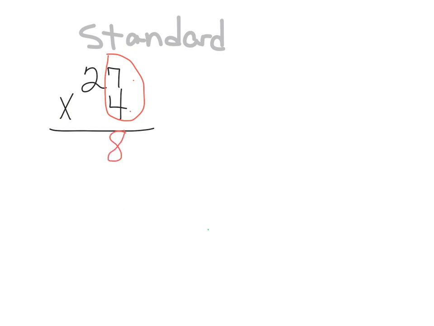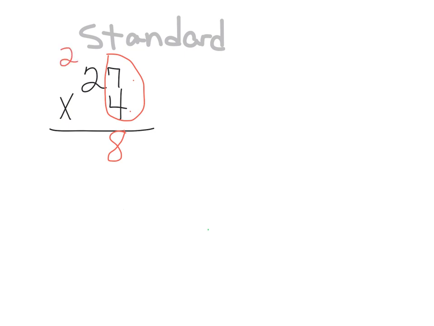So let's take a look maybe at this problem. Let's say that we have 27 times 4. So we know that we want to start in the ones column here. And we're going to say 4 times 7, which we know is 28. So we put our ones, which is 8, and carry the 2 to the tens column.